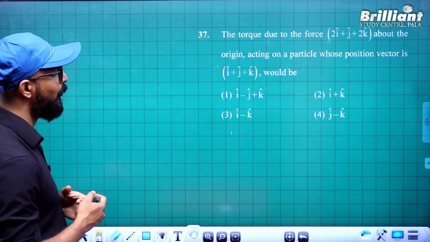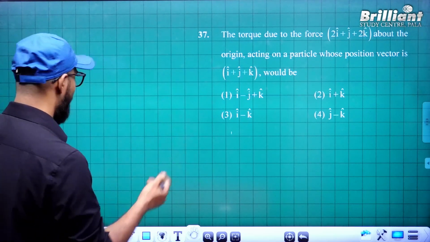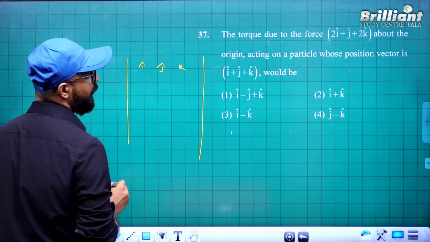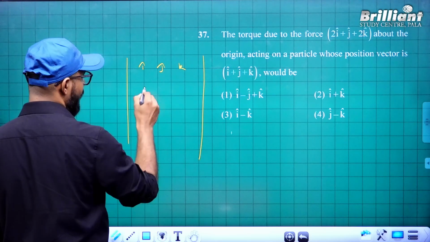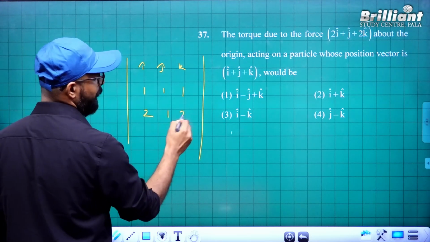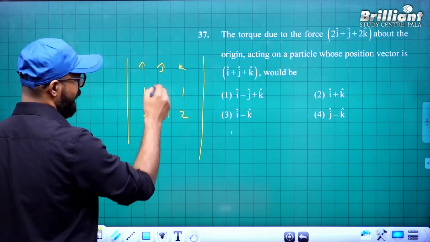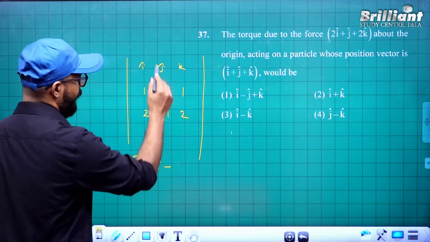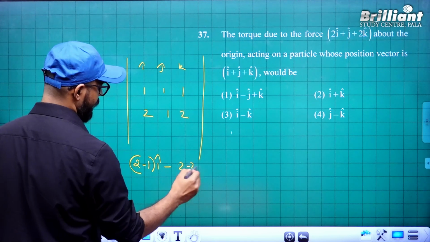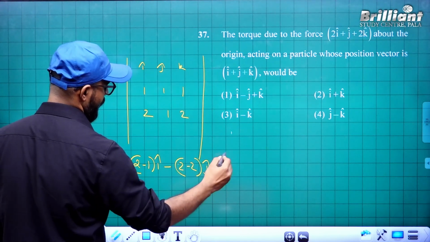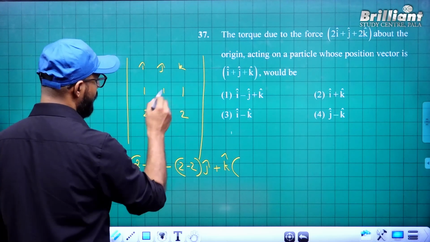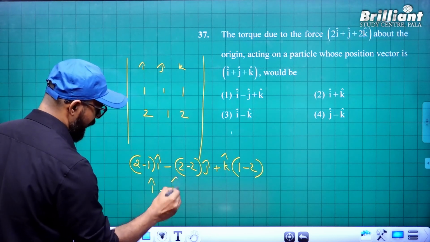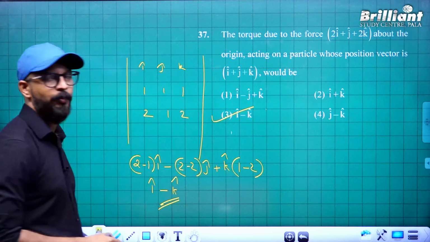Torque due to the force is given acting on a particle whose position vector is given. This is a very straightforward question. All you have to do is i, j, k, tau is equal to r cross F. r comes first, 1, 1, 1, then 2, 1, 2. Now cross multiply it, you will see the answer is (2 minus 1) into i cap minus (2 minus 2) j cap plus k cap into (1 minus 2). Well, the final answer is i cap minus k cap. i cap minus k cap, option 3.